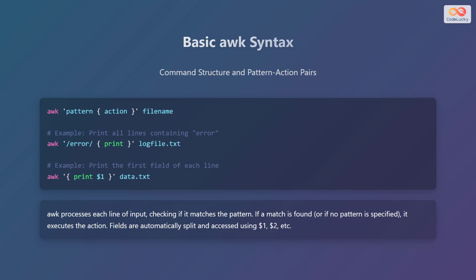Awk processes each line of input, checking if it matches the pattern. If a match is found, or if no pattern is specified, it executes the action. Fields are automatically split and accessed using $1, $2, and so on.